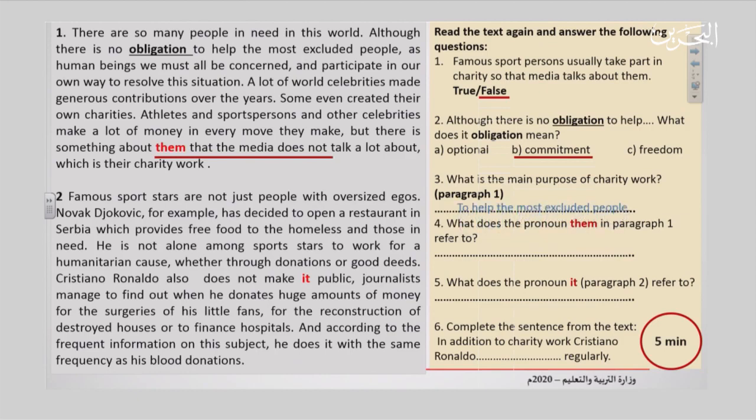Number 3, what is the main purpose or goal behind charity work? And the answer is to help the most excluded people. So to help those people who need more support, who need more help, like the poor, like people who need more education, and so on. Number 4, the pronoun them refers to athletes and sports persons. So we are talking about them.